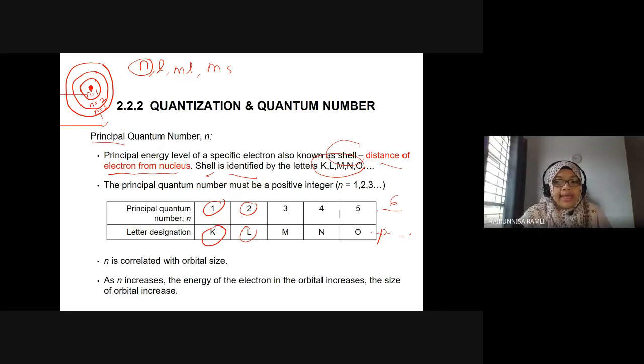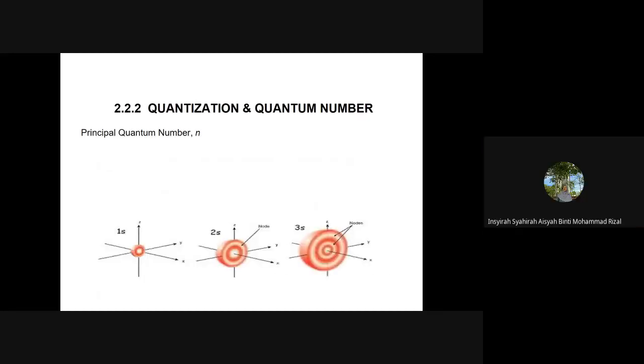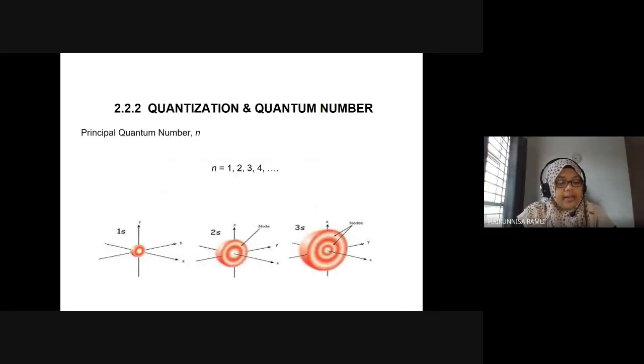Okay. And it is correlated to the orbital size. Okay. Macam saya cakap tadi lah. If n lagi besar, of course the size of orbital increases sebab jarak pun makin jauh kan. Okay. So you faham kan? Maksudnya lagi besar n tu, jarak dia makin jauh. So of course size makin besar. Okay. Yes, ada yang nak tanya ke?